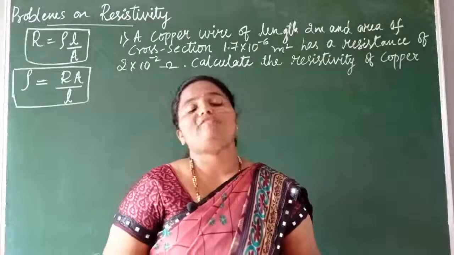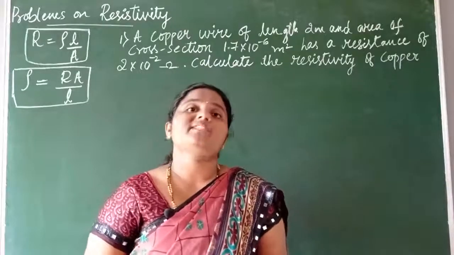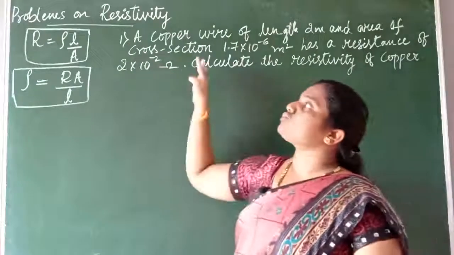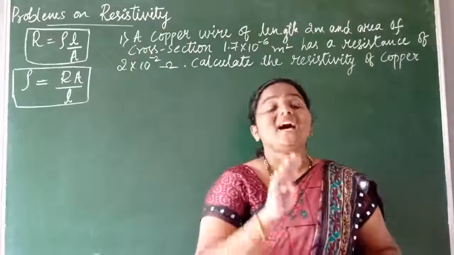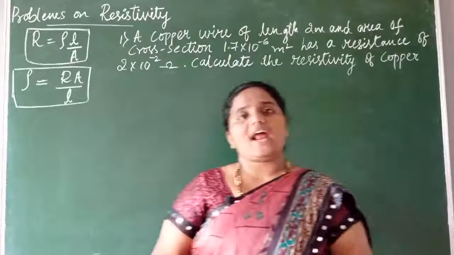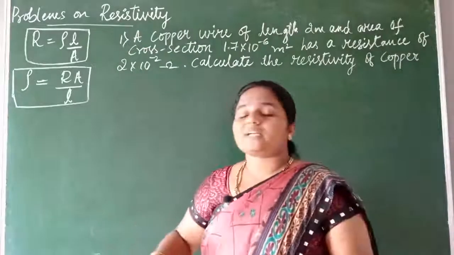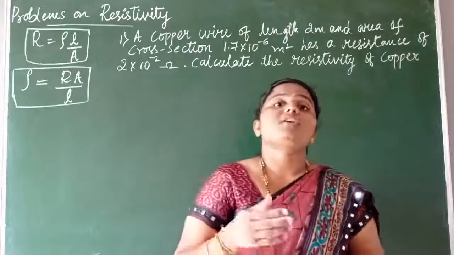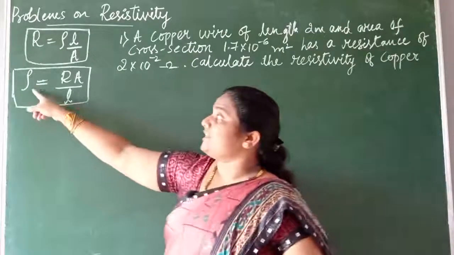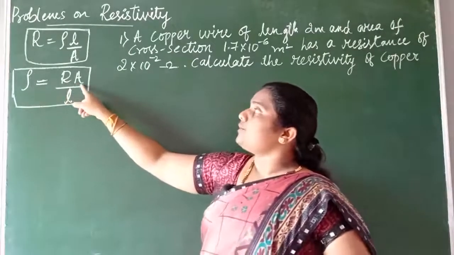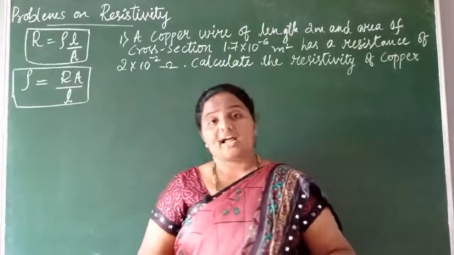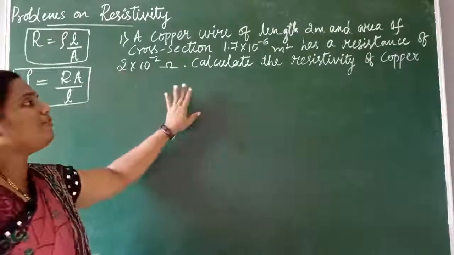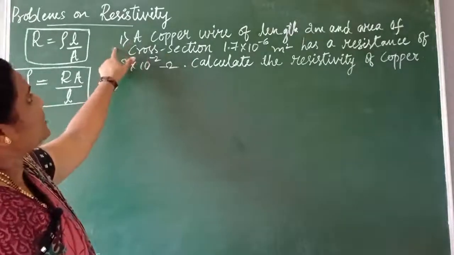Children, up to now we have discussed problems about resistance. But now let us try to solve problems based on resistivity. Isn't it children? We learned that resistivity is a characteristic property of a material. And the formula for it is what? Resistivity rho is equal to R into A divided by L, children. So using this formula, let us solve a few numericals, children. That is question number 1.